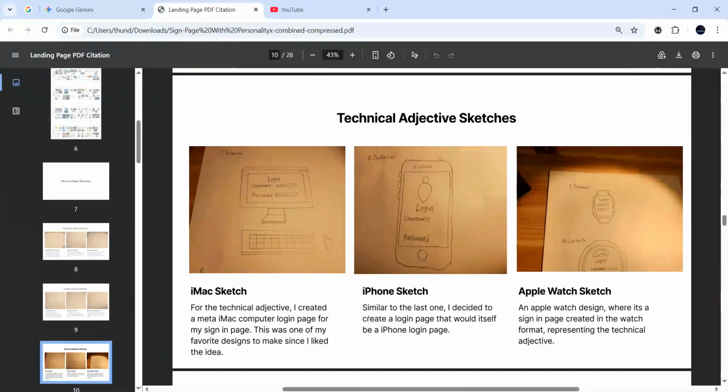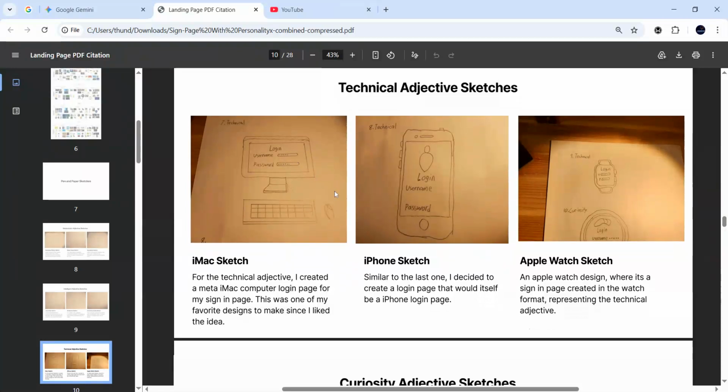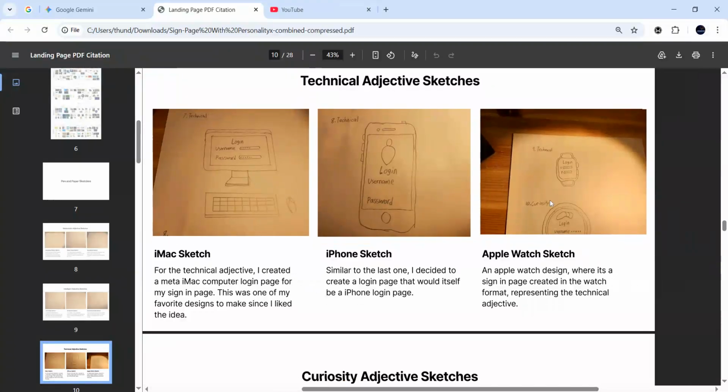And then for technical, I decided to do a bunch of devices, like an iMac sketch, where it's kind of meta, where the login page itself is on a computer. And this was a design that I quite liked. Here I have one with an iPhone, an Apple Watch.